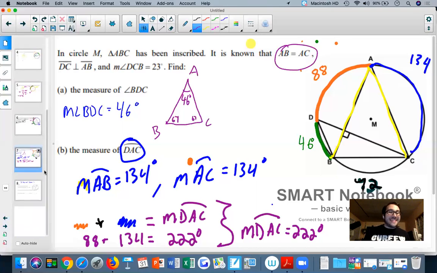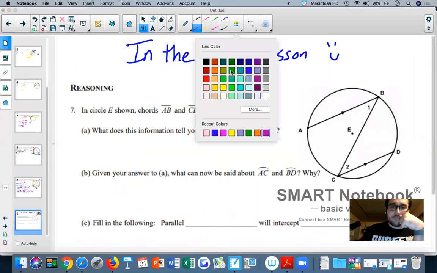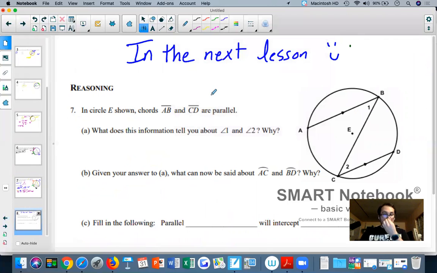All right, the last thing is actually the next lesson. So I'm going to go super fast with this. If you got it, good. If not, this is part 1 of Thursday's lesson. So check this out. Again, we're going to use green, darker green, the best color in the world. Okay, so it tells us that the chords AB and CD are parallel. That's awesome. Well, what information does that tell you?